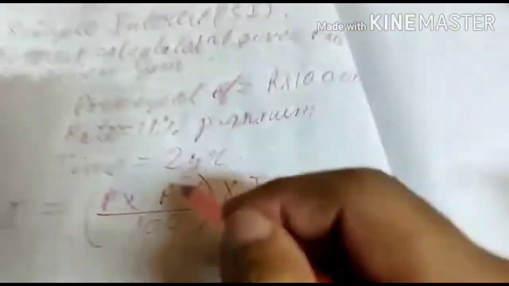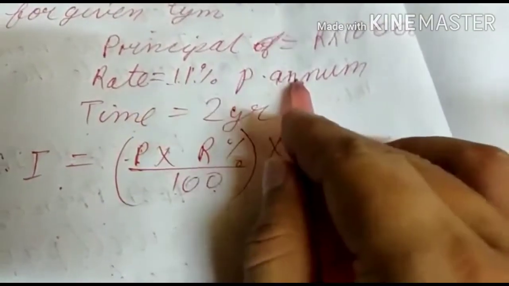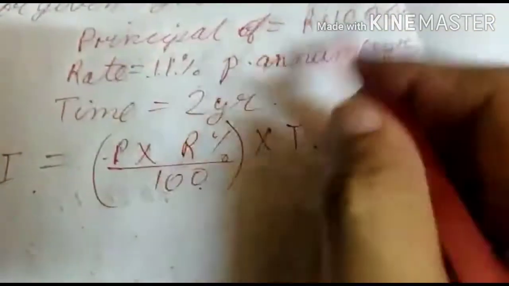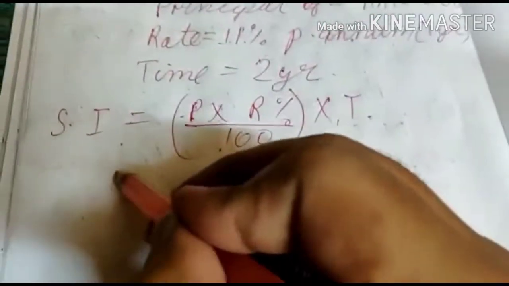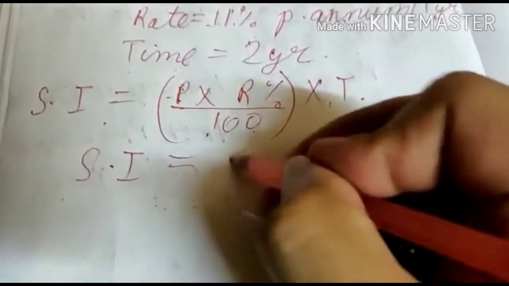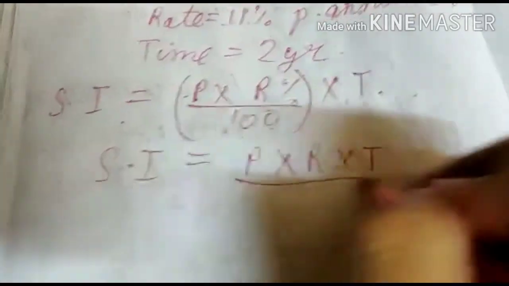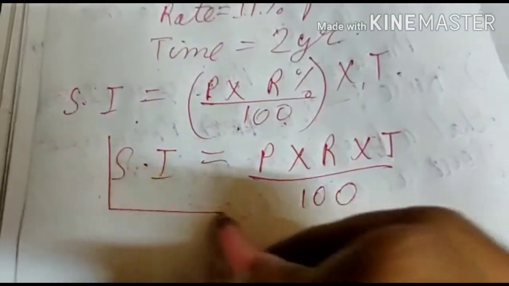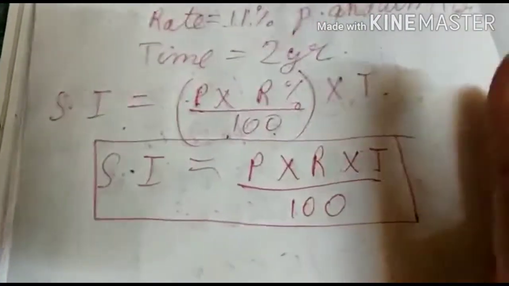In the same way here, this was the interest for 1 year. Principal into rate, and the rate is for 1 year. Per annum means for 1 year. 11% for 1 year, and we have to find for 2 years, so we just multiply it with time. So the simple interest formula comes out to be principal into rate into time upon 100. This formula will be used in the whole first exercise.